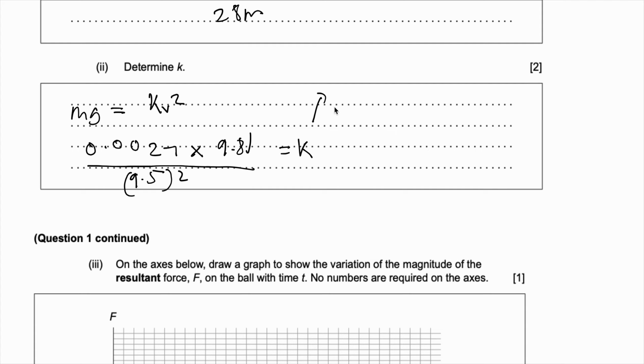And basically, by going up, we can say k is equal to, let's put this all in our calculator, 0.0027 times 9.81 divided by 9.5 the whole squared. And that gives us k is equal to 2.93 times 10 to the power of negative 4. And that's the value for the k constant.